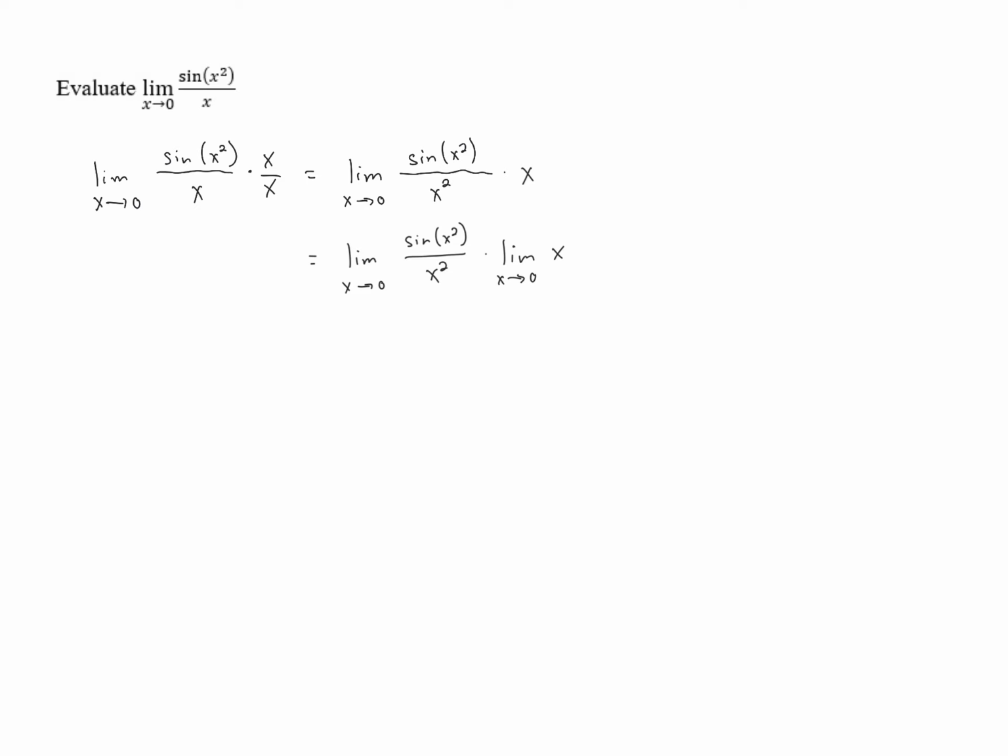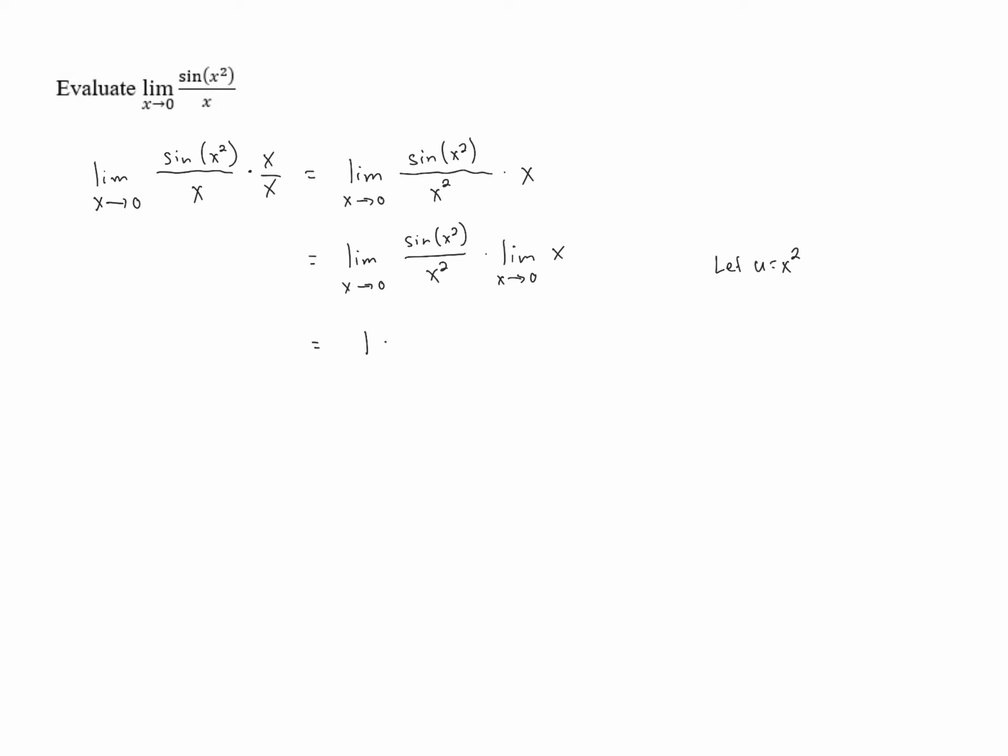Now for this first one, we can make a u substitution. We can say u equals x squared. If u equals x squared, then as x goes to 0, u is also going to go to 0, because 0 squared is 0. And so we're going to end up with the limit as u approaches 0 of sine of u over u. We know that limit is equal to 1. I'm not going to go through the trouble of writing all of that out. I'm just going to say this limit is equal to 1 when we make that substitution.